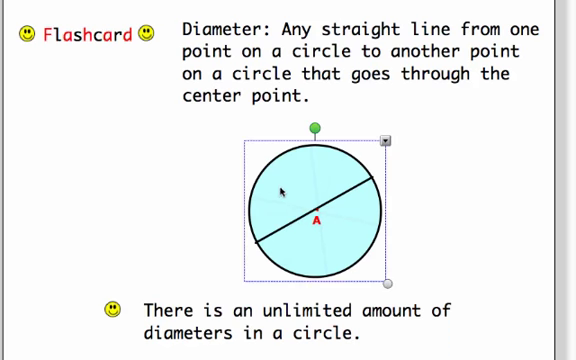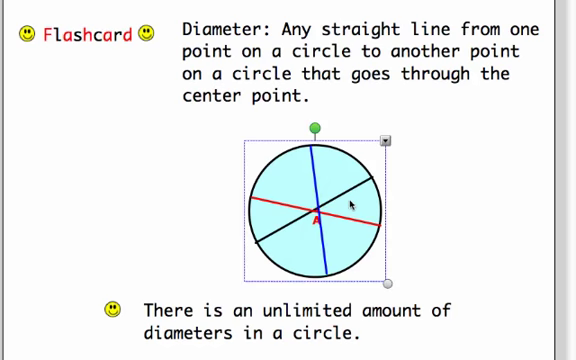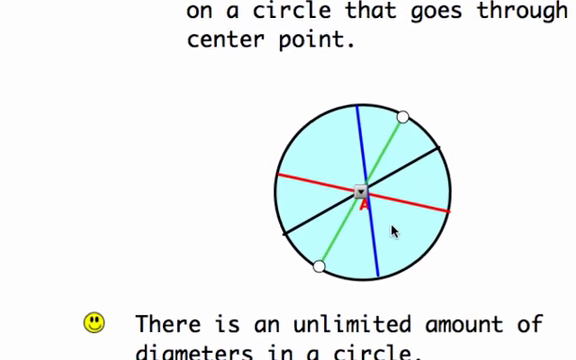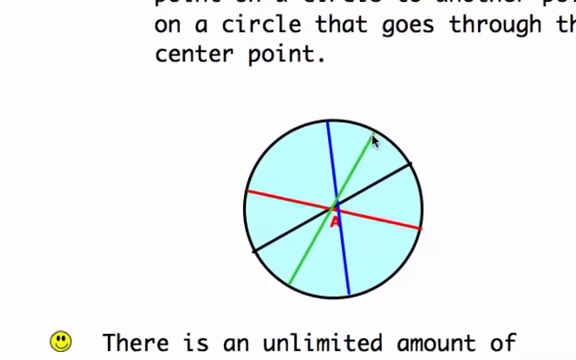So this circle right here, we could have a diameter there, we could have a diameter there. I might have put other diameters here, but there's an unlimited number. So an infinite amount of diameters can go through from one edge to the other. All these line segments, though, are going to be the same measure because they're going in a straight line through the center point.